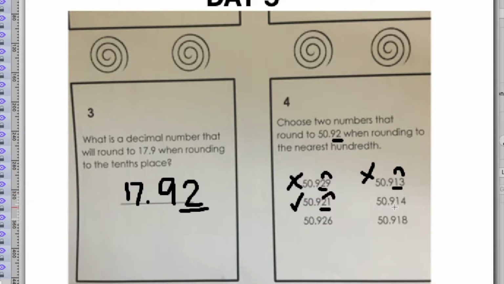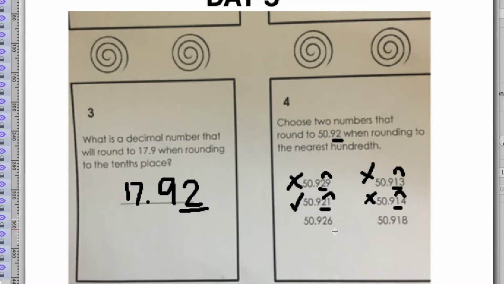Here we go. Let's find the hundredths place. The 1 is in the hundredths place. If we look next door at the 4, what does that 4 tell the 1 to do? If you said stay the same, you are correct, which means this number rounds to 50 and 91 hundredths. Again, not what we're looking for. Put a little X there.